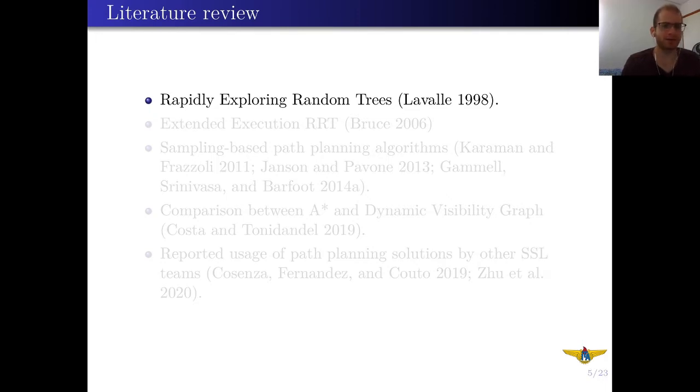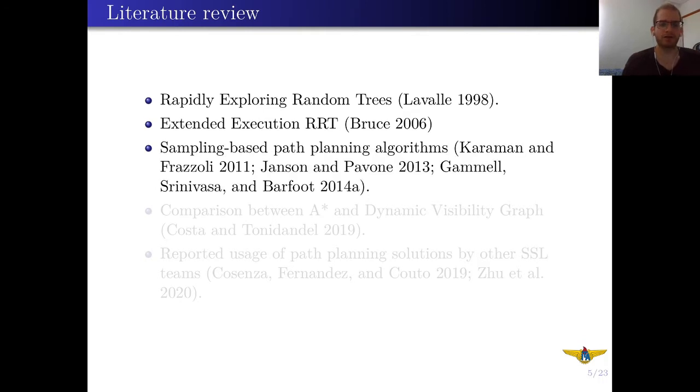So as a basic literature review, initially in 1998, RRT was proposed as an initial path planning solution, and ERRT, the extended execution RRT, was an improvement of RRT in 2006. It's a very widely used algorithm throughout the league. Also, as of 2010, there was a big enhancement over all the path planning algorithms.